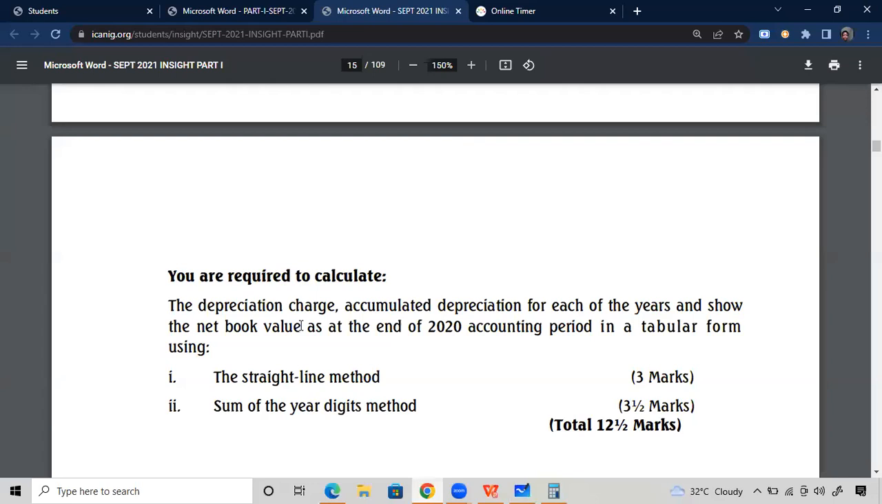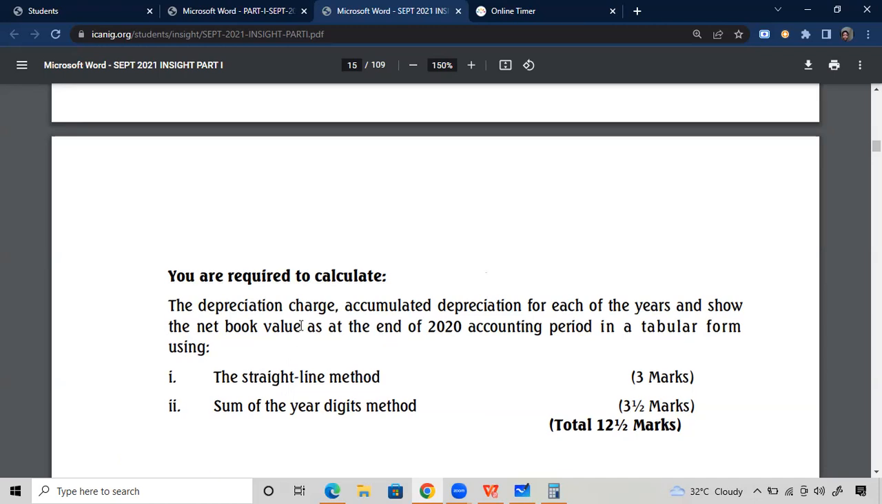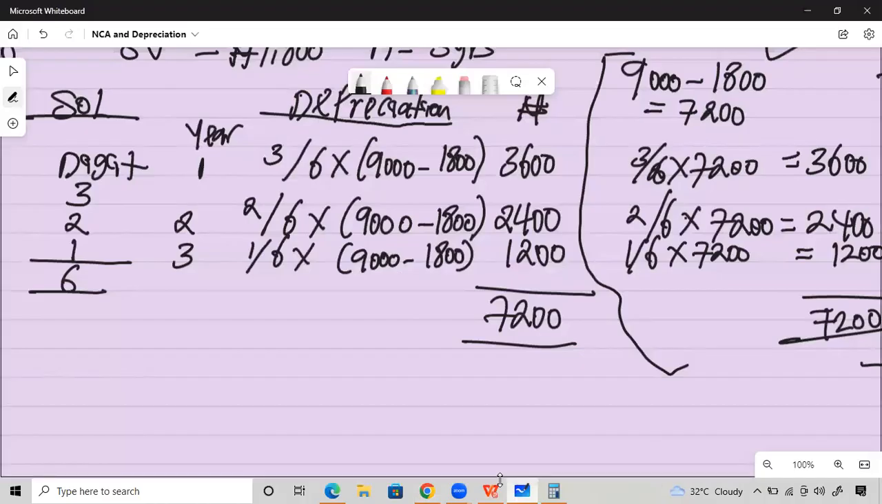Now, if you look at this question, you should calculate depreciation using sum of the year digits. So if I want to do sum of the year now, with this September question.